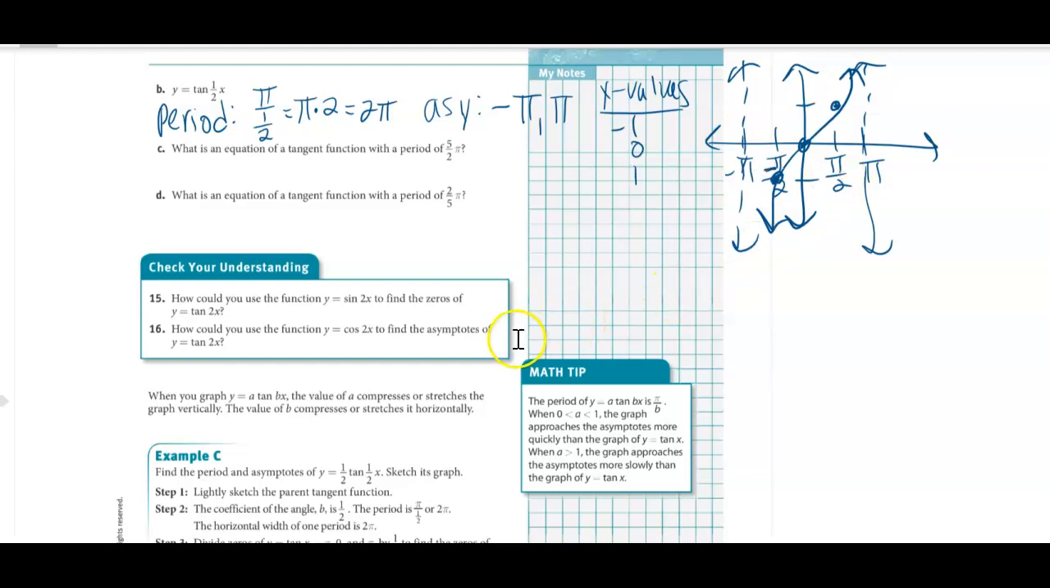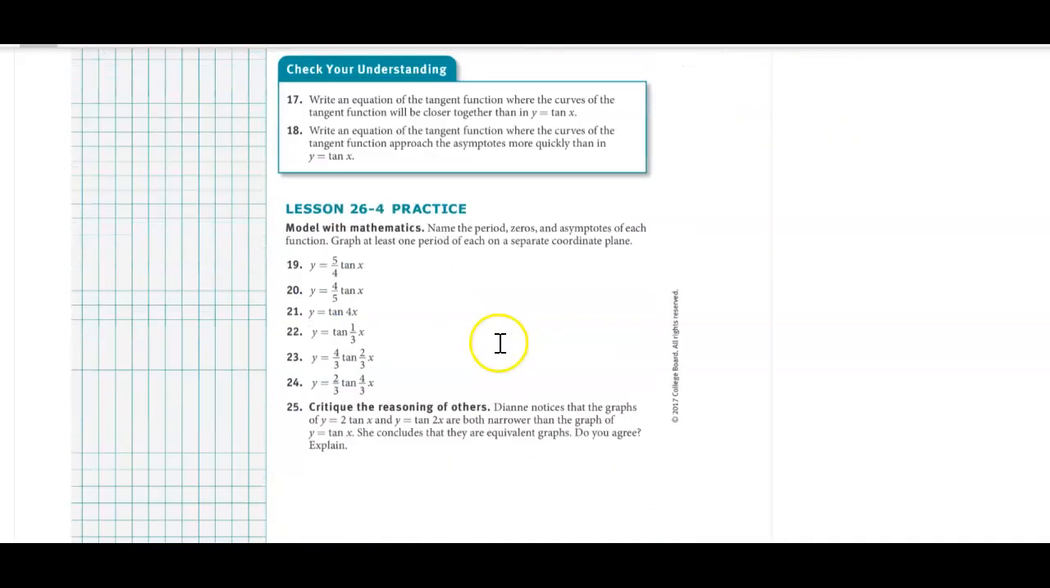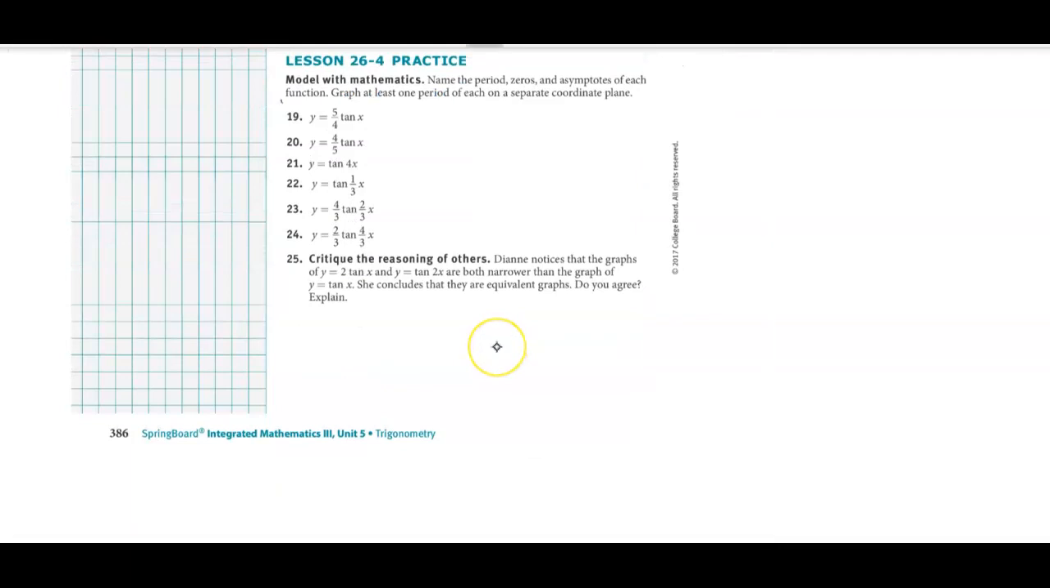So for homework tonight, I want you guys to try 19 to 22. And then I'm going to make a video kind of going over examples that combine the ideas. And then we'll do the rest of that homework later this week.